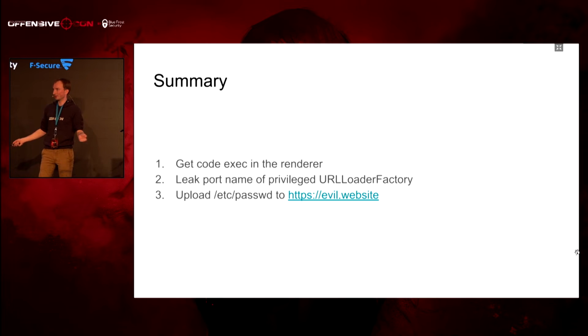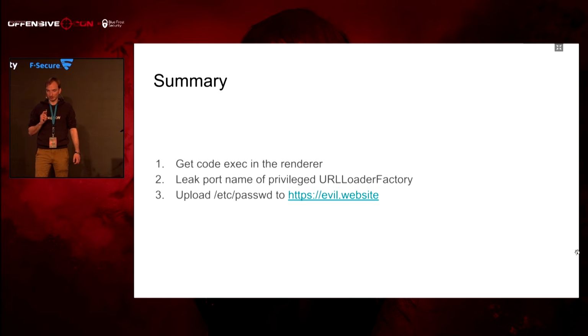And that's the whole exploit. In summary, first get code execution in the renderer, so just use a 0-day of your choice. Then you trigger a bug that gives you heap data from the browser process. You find the privileged URL loader factory port name, and then you inject messages telling it, hey, upload this file, and you're done. You can read arbitrary files from the machine. And this works on pretty much all OSs.